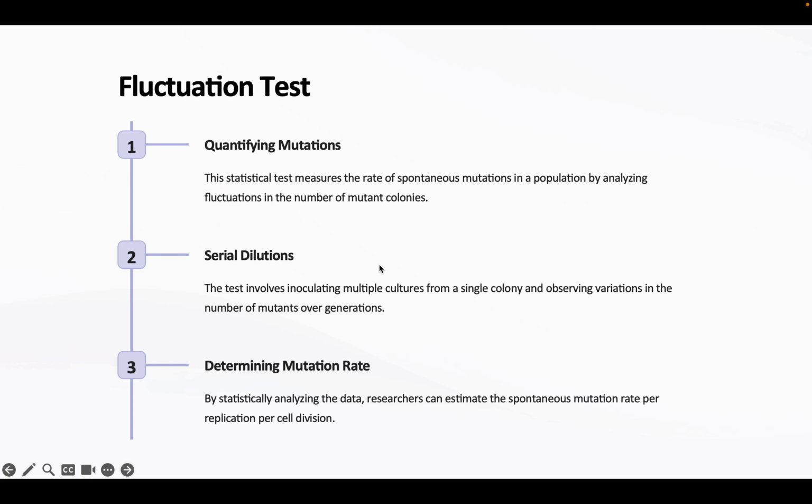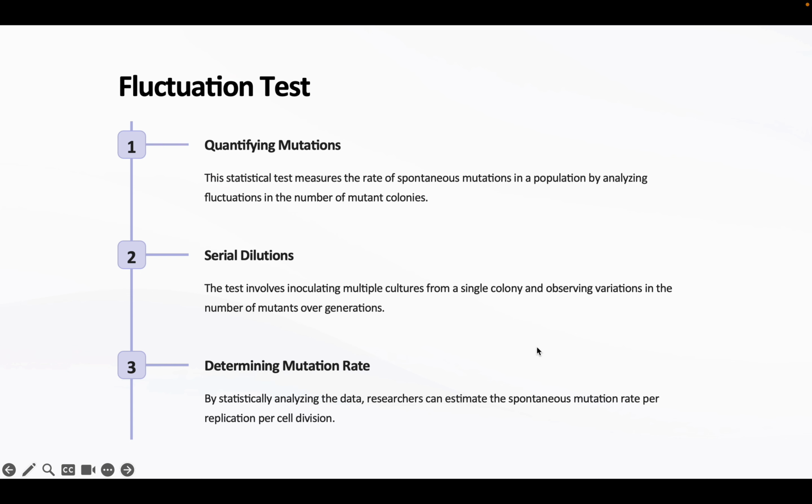So basically what we need to do is to make different serial dilutions of the culture from a single colony and then study the mutation over generations. And by this, researchers can estimate the mutations that happen per division, per replication, and then that helps them to study the evolution.